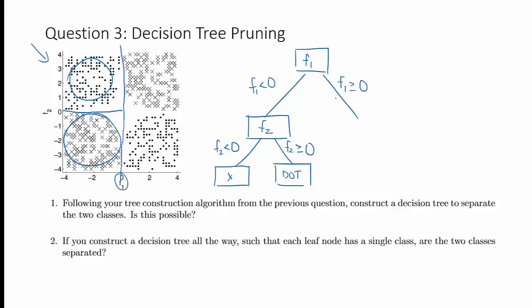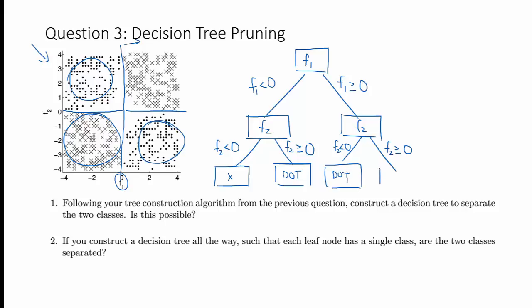In a similar manner, for the right branch, we have F1 greater than or equal to 0, so we're considering the right side of the split. We split again on F2, and again have the same branches here, F2 less than 0, F2 greater than or equal to 0. For the left branch, we have all the points where F1 is greater than or equal to 0, but F2 is less than 0. So that's this area, so we'll classify this as a dot. And lastly, we have all the points where F1 and F2 are both greater than or equal to 0, so that's this area. We'll classify that as an X. So yes, there does exist a decision tree that can separate out the two classes.